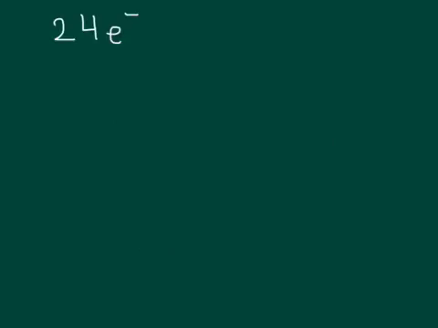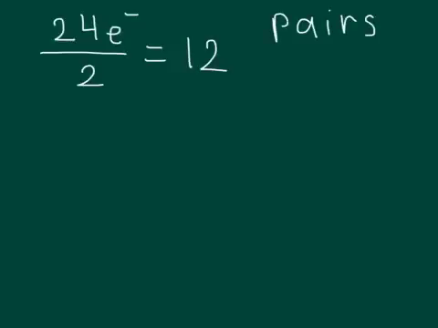Okay, so with these 24 electrons, we're going to divide it by 2, and this will give us the number of electron pairs available for bonding. And as you can see, we have 12 pairs available for bonding.